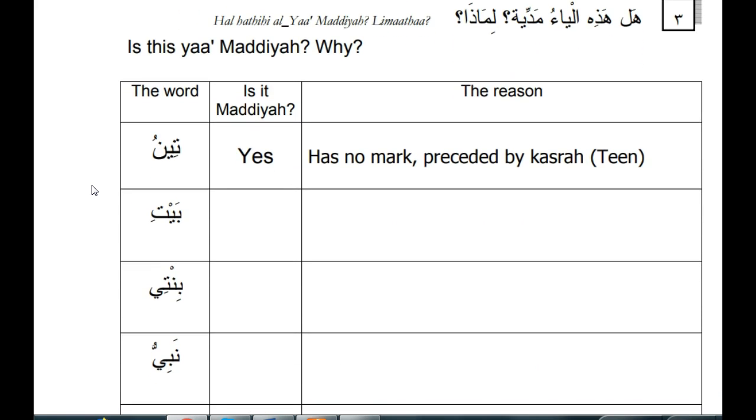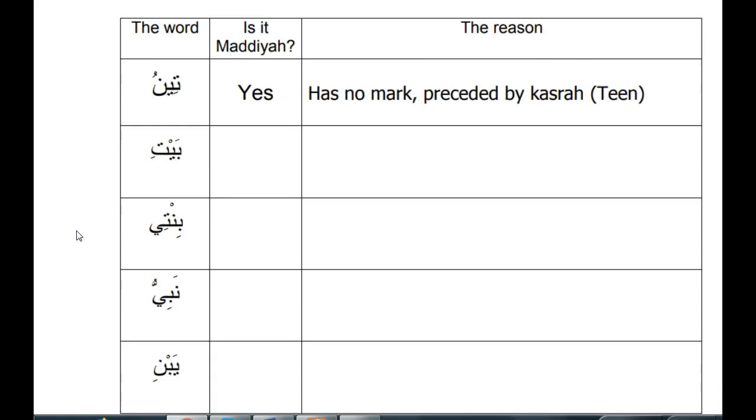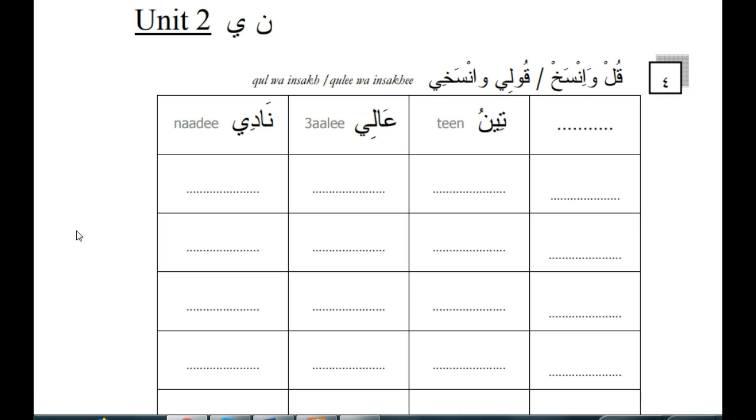And then this is a very interesting chart. It asks you to read these words and say if it's maddiya or not, and then give your reason. Then write the words that you learn in this unit, in this part of unit number 2.